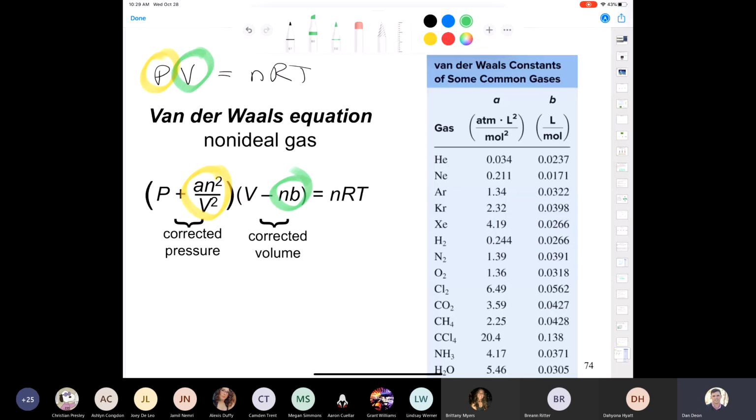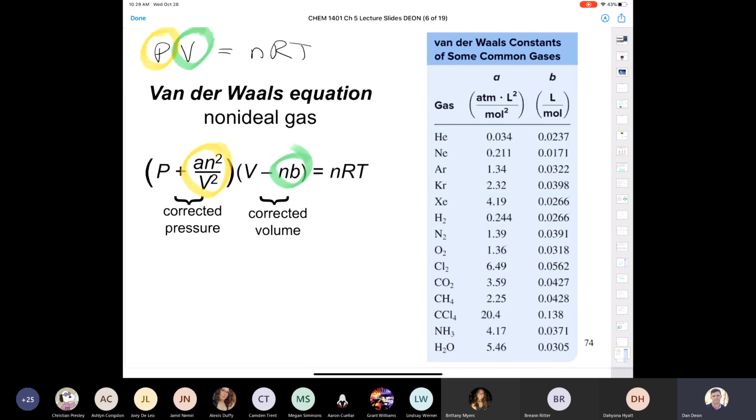But what do you notice about the volume? One thing that I just want to point out to you is, if you look at the van der Waals constants from this table, what do you notice about b, the correction factor for volume? You see that, generally speaking, and again, this is a general trend, it increases as the gases get bigger, because they're going to take up more and more volume.